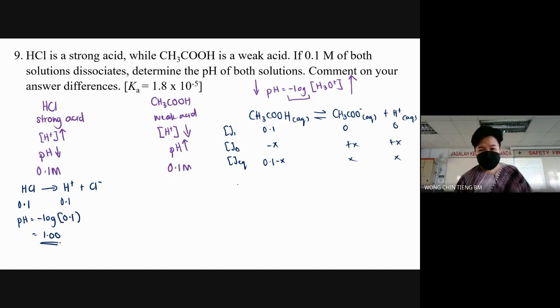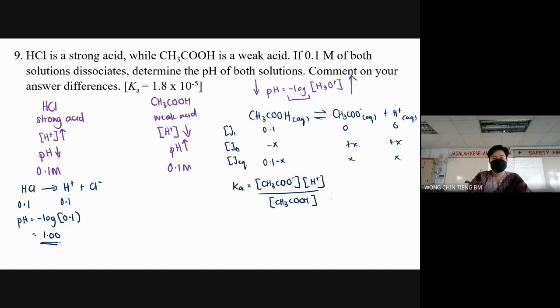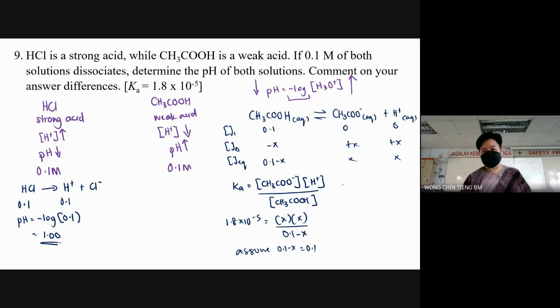Mau faham? Alright, Ka equals to CH3COO minus H plus over CH3COOH. Boleh H3O plus, H plus boleh, Aiman? Boleh. Sama je. Okay. So, masukkan Ka value 1.8 darab 10 kuasa negatif 5. Kamu akan jumpa X, X, dan 0.1 minus X. Buat assumption. Tulislah 0.1 minus X equals to 0.1. So kamu akan dapat matematik 1.8 times 10 to the power of negative 5 equals to x squared over 0.1. Tenang? Life is much easier that way, betul?